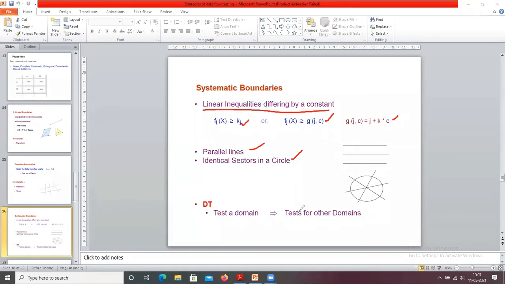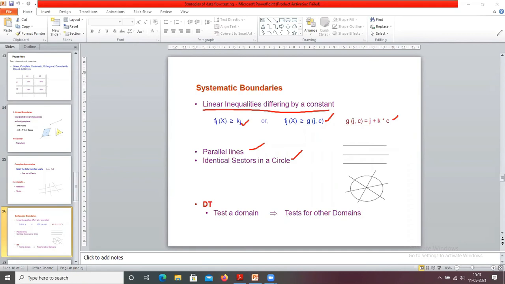Test domain means tests for the domains. Here, systematic boundaries are nothing but boundary inequalities related by simple functions, such as constants. For example, the domain boundaries for U and V differ only by a constant.